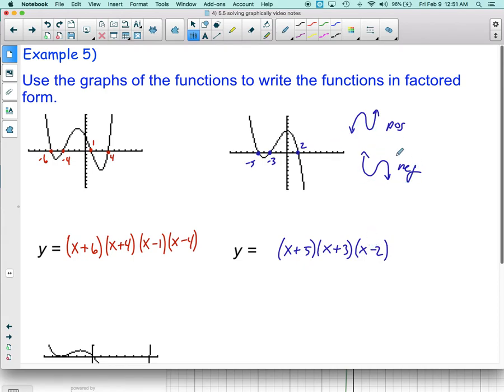Now, what I said earlier about this graph being upside down, all we'd have to do to fix that is go here and put a negative in front of it. And now this would be the factored form of this function. So that end behavior stuff is really important to remember.